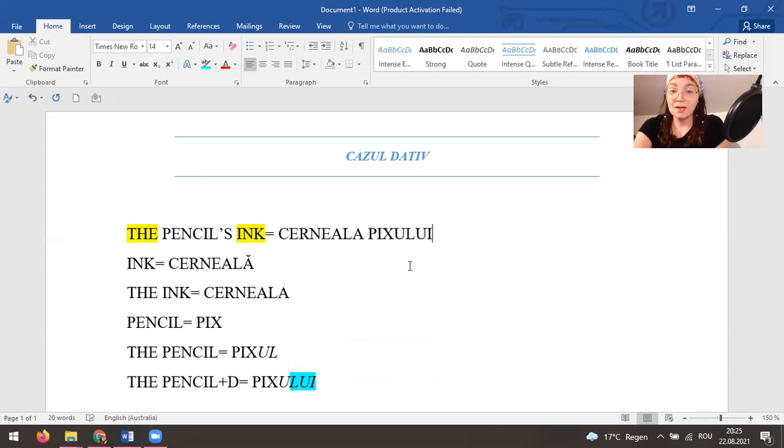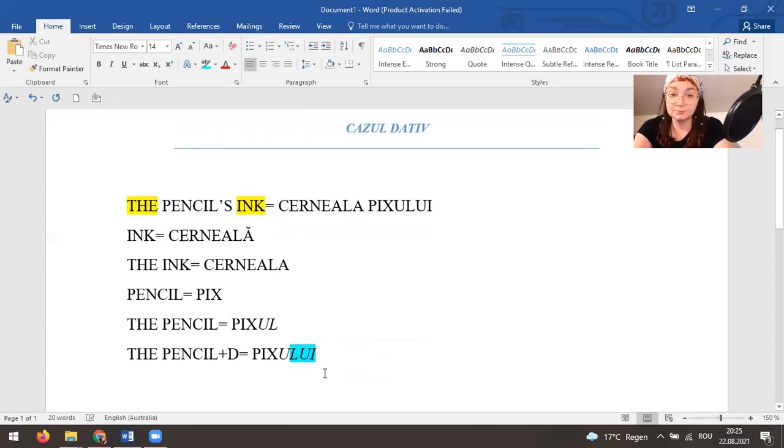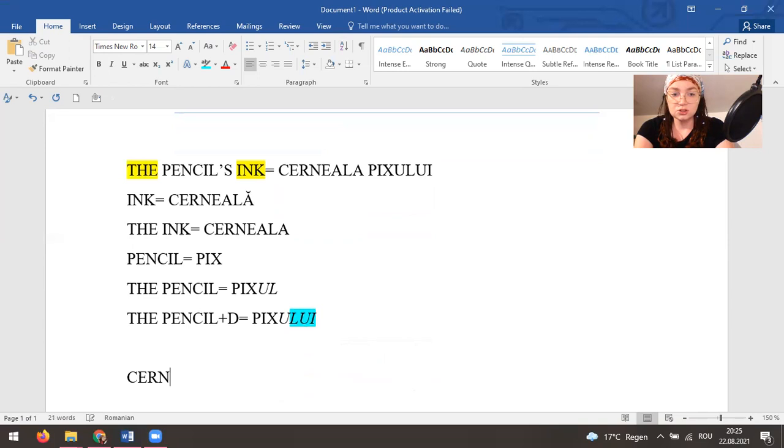That's how it is. As Romanian native speakers, instead of this, we will say cerneala de la pix, meaning in English the same thing. However, if we translate it word by word, it will be the pencil, the ink from the pencil. I don't know if there is such an explanation in English, so we will take it like this.